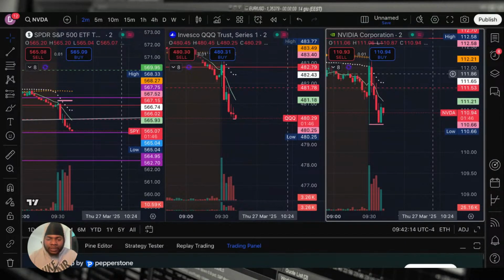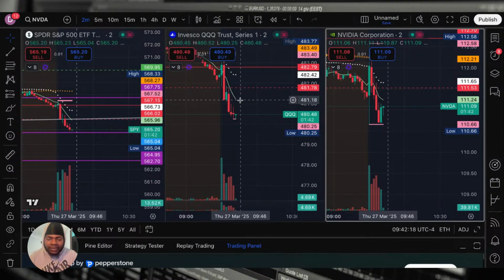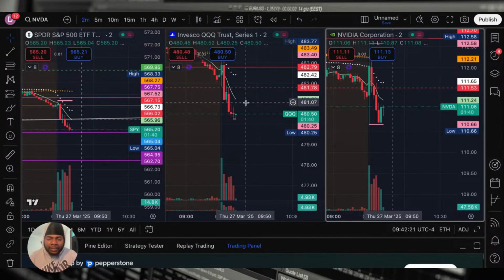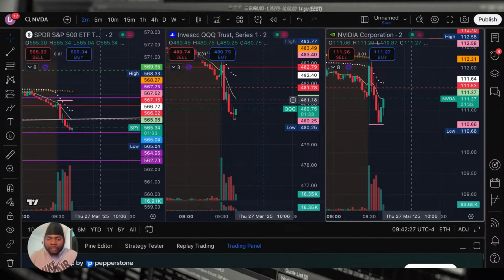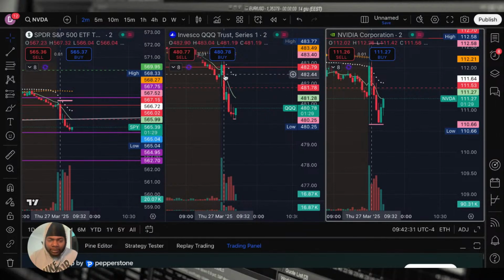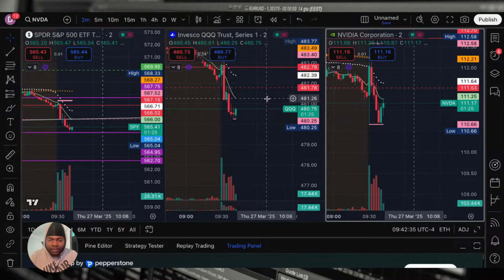I'm up 9% right now. I will bring my stop to this 9 EMA right here. This 9 EMA is my new stop loss. We'll let it pull back. So right at the 481.16 level, that's my new stop.